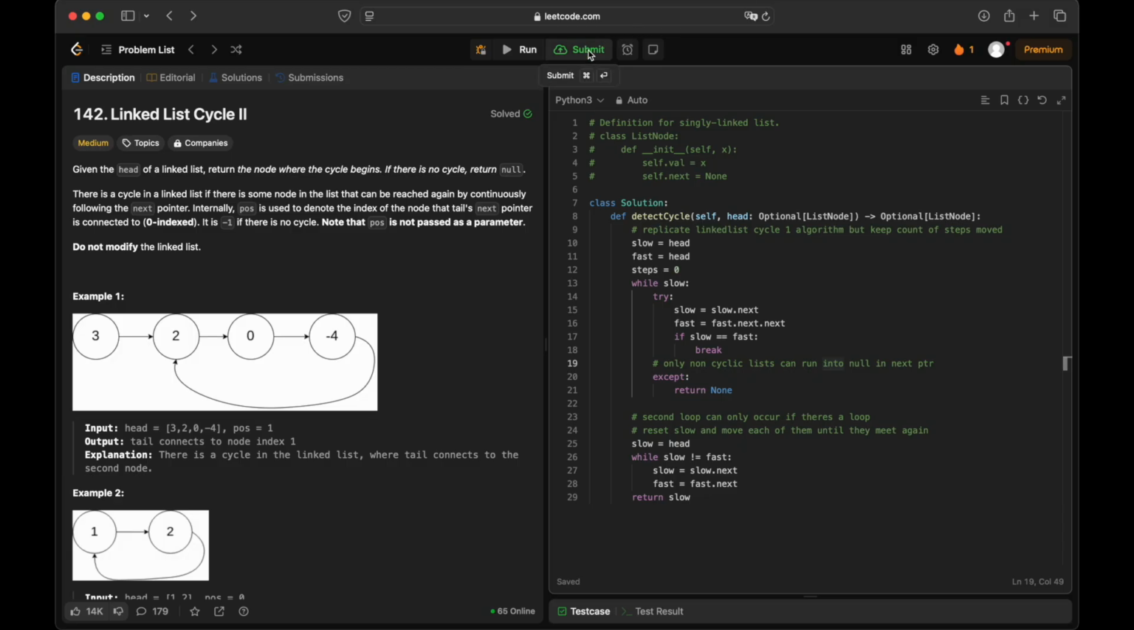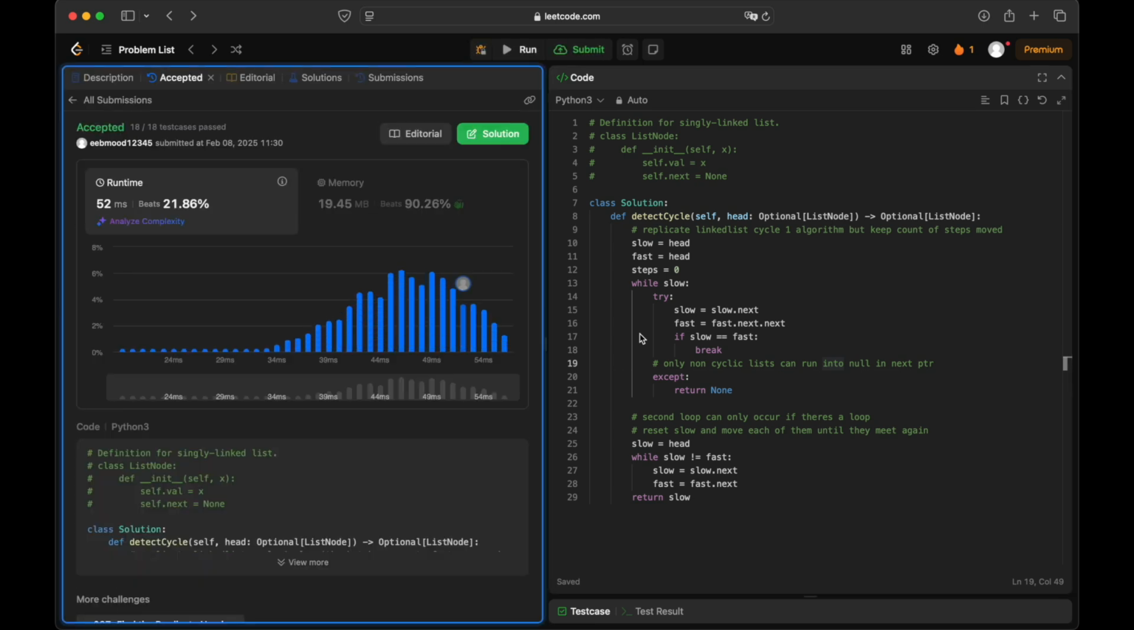To prove to you that this code works, I will submit it in LeetCode. As you can see, it passes all test cases, and the time isn't the best, but I'm sure you can change the code a little bit to make it more efficient. But hey, 52 milliseconds isn't bad.